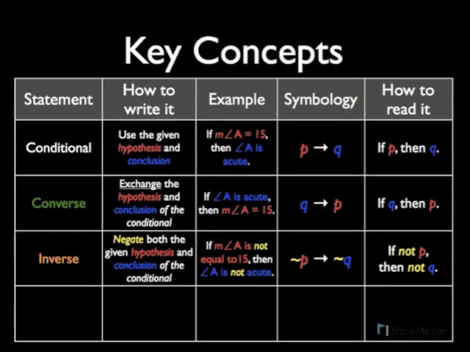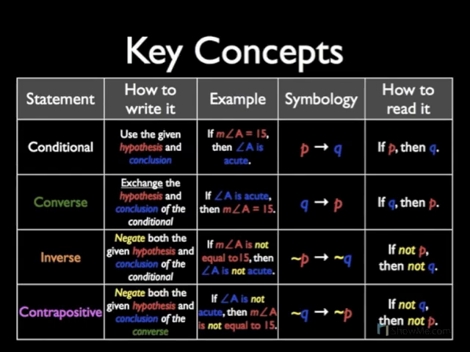The next related conditional is the inverse. This is where you negate both the hypothesis and conclusion of the conditional. So if the measure of angle A is not equal to 15 degrees, then angle A is not acute. So using the symbols, you can see that it's if not P, then not Q.